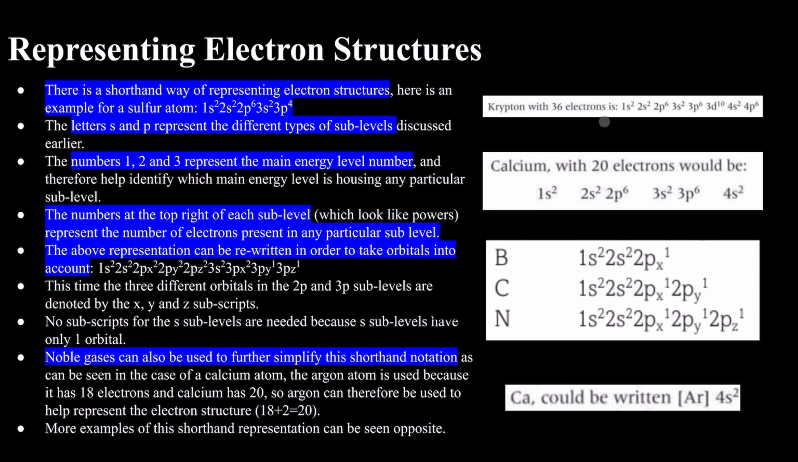So again, these are more examples here. So here's an example for krypton with this particular representation, just showing the sublevels. So krypton has 36, so we write it as 1s2, 2s2, 2p6, 3s2, 3p6, 3d10, 4s2, and 4p6.